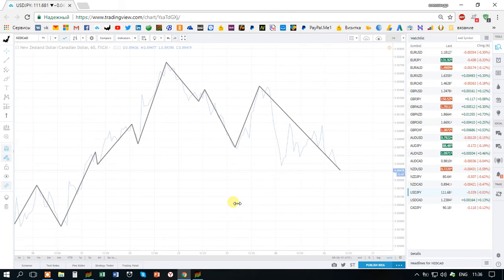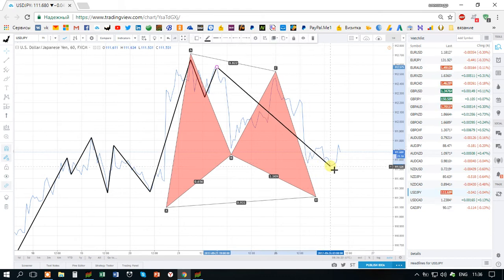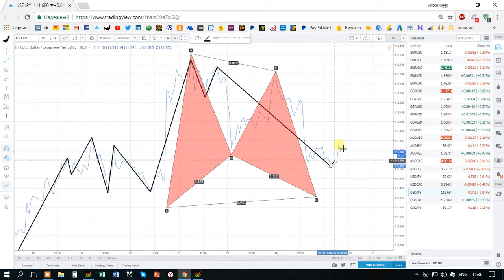Dollar yen. It is 1-hour time frame. We have a new low here, and then we have a new high. So that's why I will draw that.